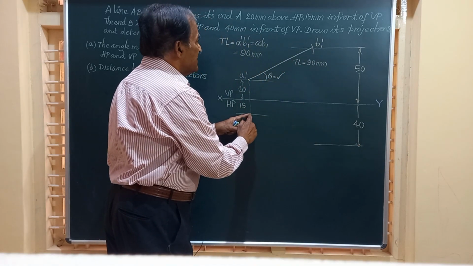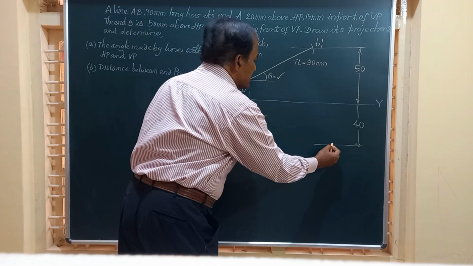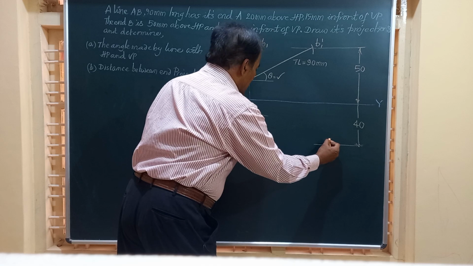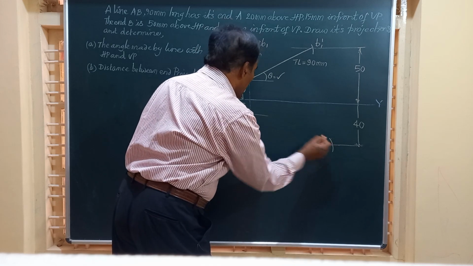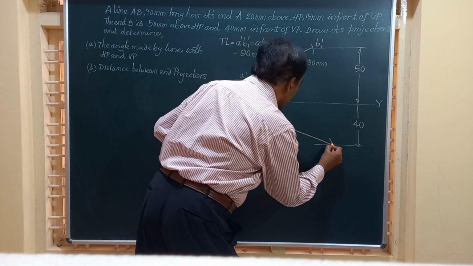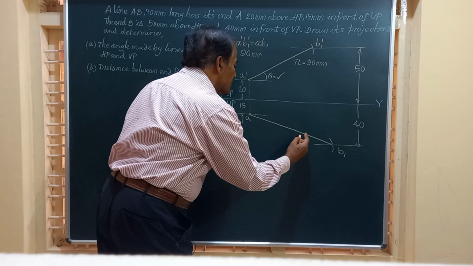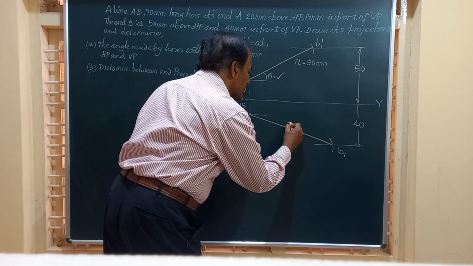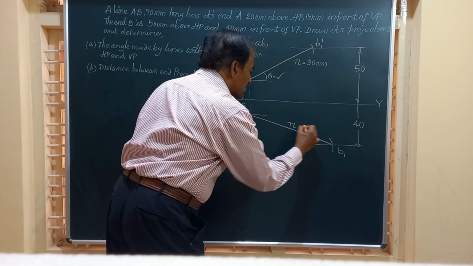Taking A as center, AB1 equal to 90 millimeter, that is 90 millimeter as radius, you can draw another line here and join that point to this. And friends, this will give you B1, and AB1 represents the true length of the line, which is already given, that is equal to 90 millimeter.